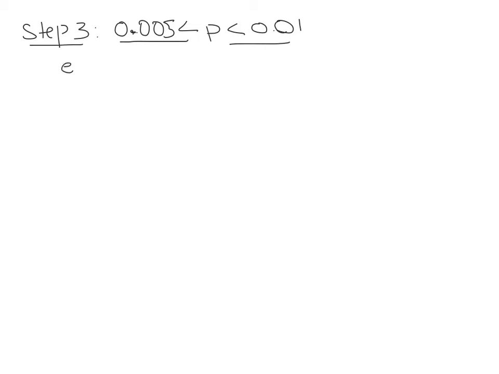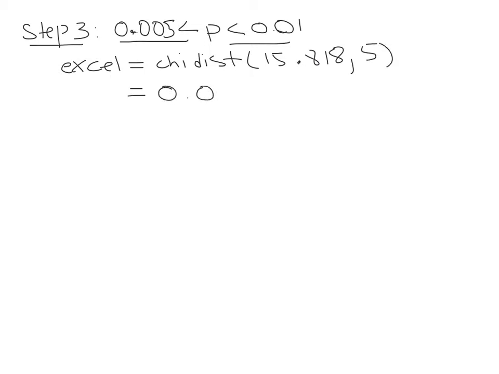If you use Excel, remember that the command is chi-dist. You put in your chi-square value, which is 15.818. Put in your degrees of freedom, which is 5, and you get that it's exactly, with some rounding, 0.007. And a great thing about doing the homework is you can use the Excel to check and see if the range you found was correct. 0.007 is between 0.005 and 0.01.